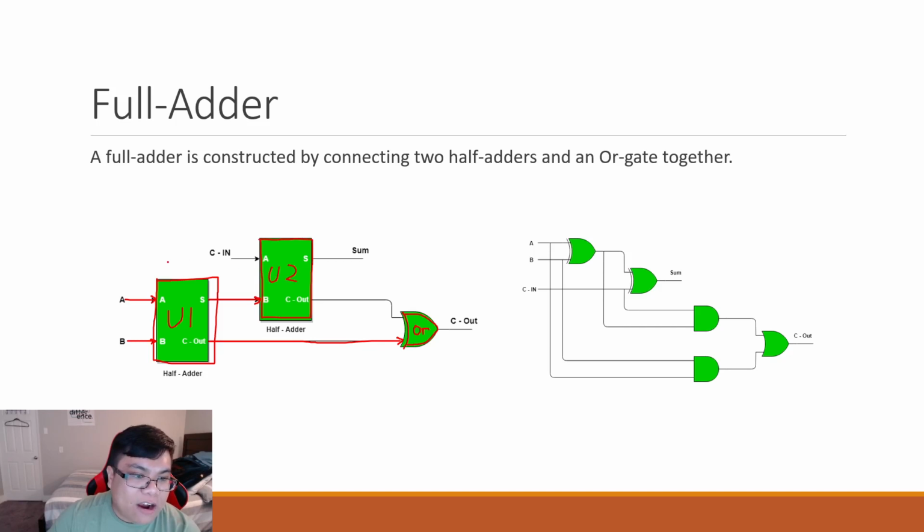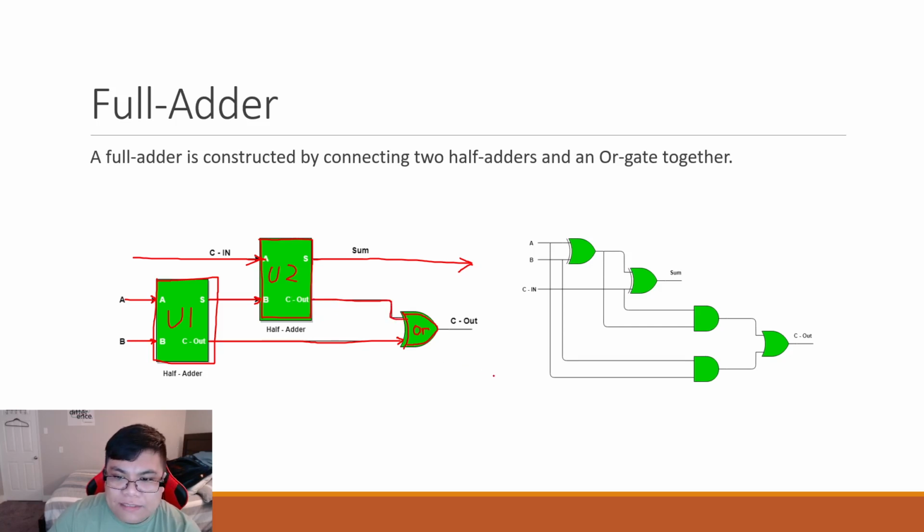Okay, and then our third input, which is our C in, our carry in, is going to be fed as the first input for U2. Okay, now what happens is the sum of the second half adder is going to be the first output. Okay. And then the carry output is going to be fed as the second input for the OR gate.